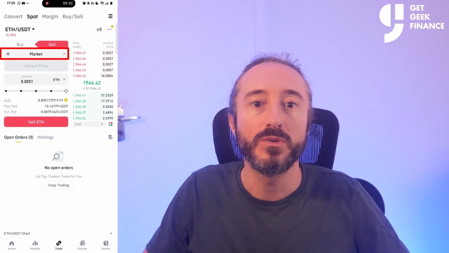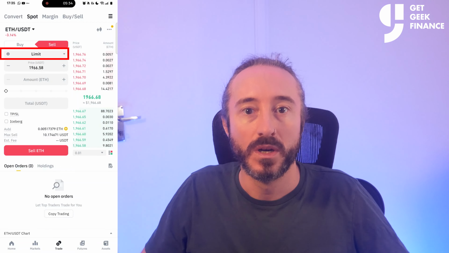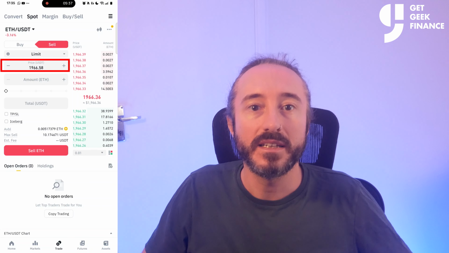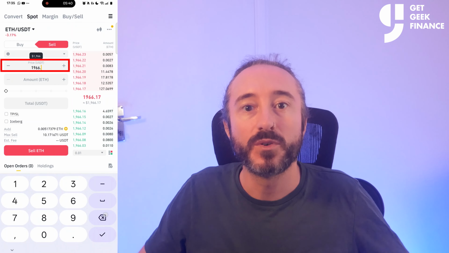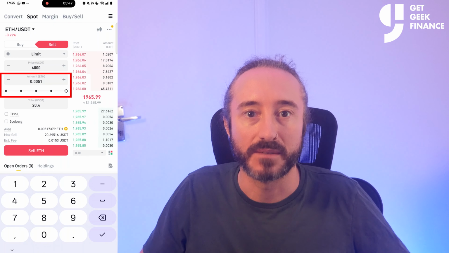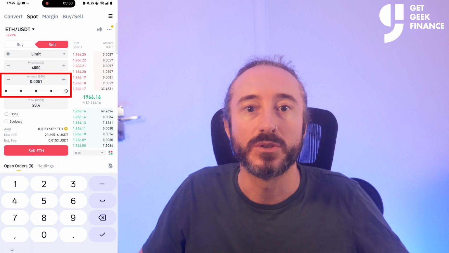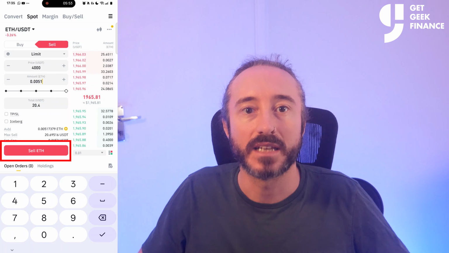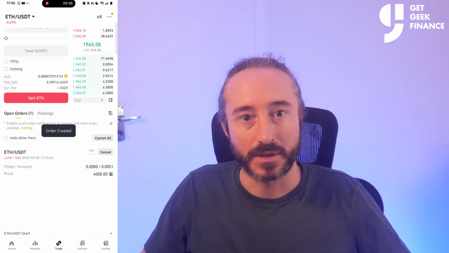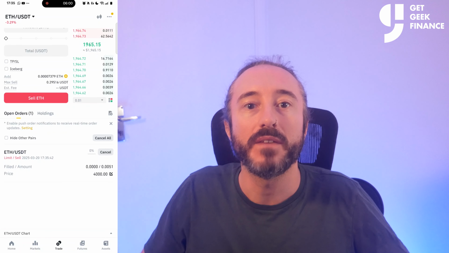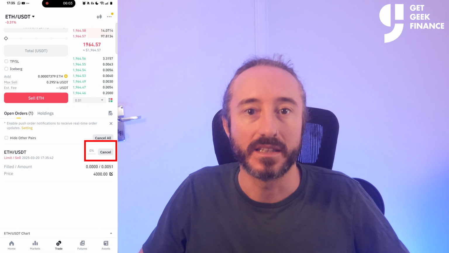So if I flip over to limit, it's exactly the same as it was before. I need to make sure this is on sell, and then in the top box, I'll key in my limit price. For this demo, I'm going to key in 4,000. Below this, I'll key how much ETH I want to sell. I'm going to use the slider and set this to the max, and then I can press sell ETH. Binance will now sell when and if my limit price is reached. And in the meantime, if I want to change this order, then I can cancel it at the bottom of the screen. So anyway, that is how to sell crypto on the Binance app.